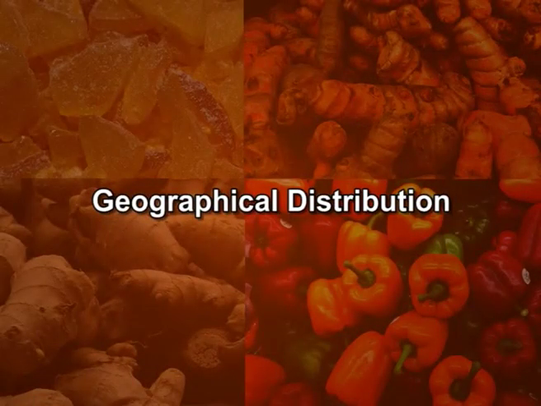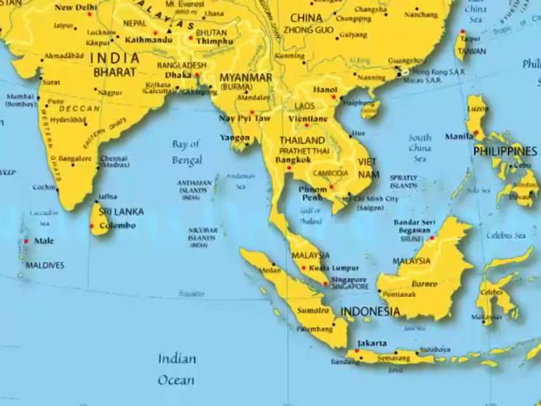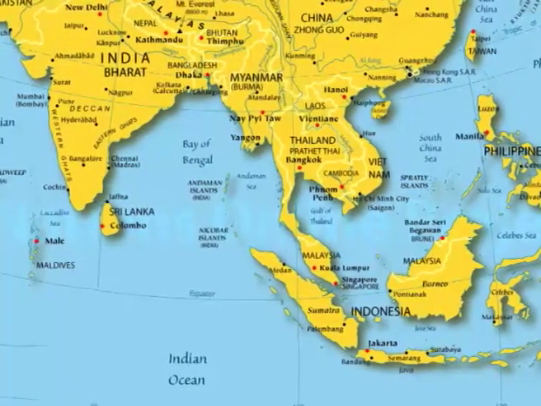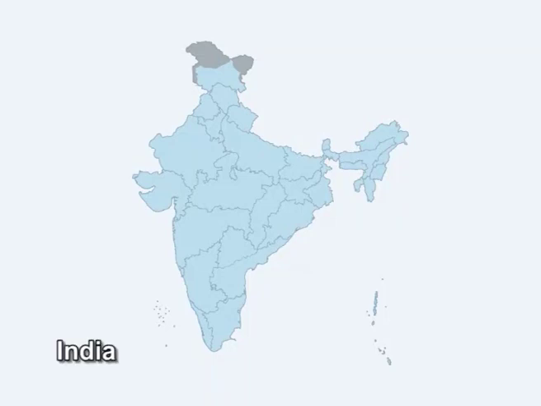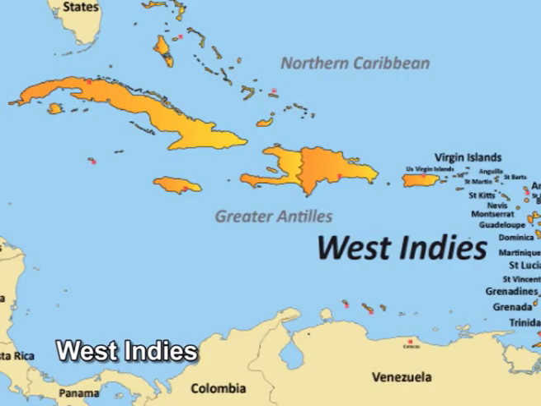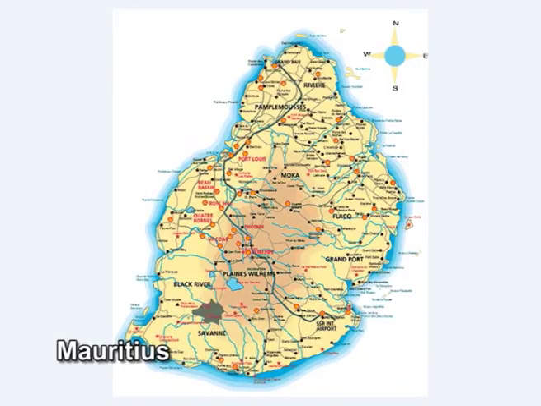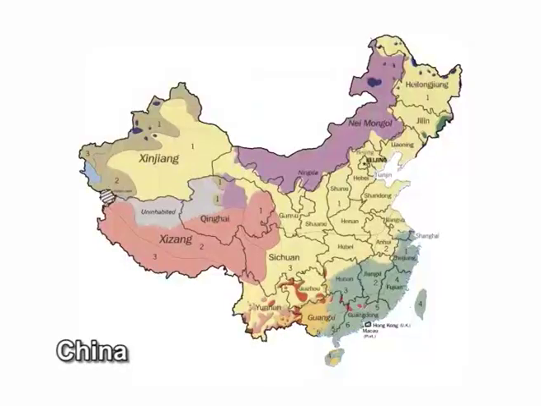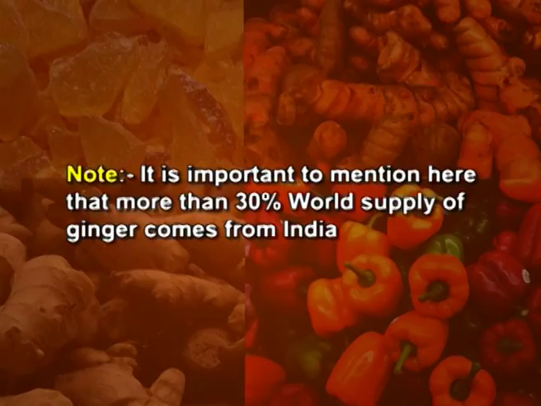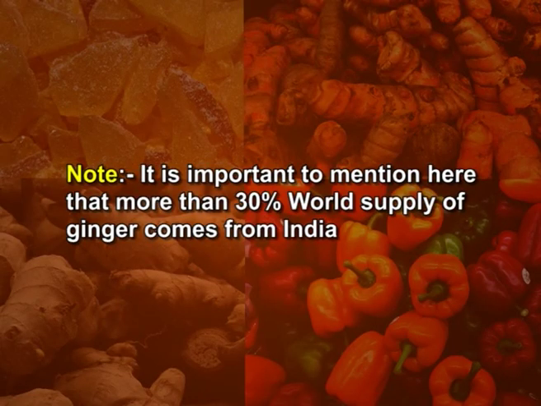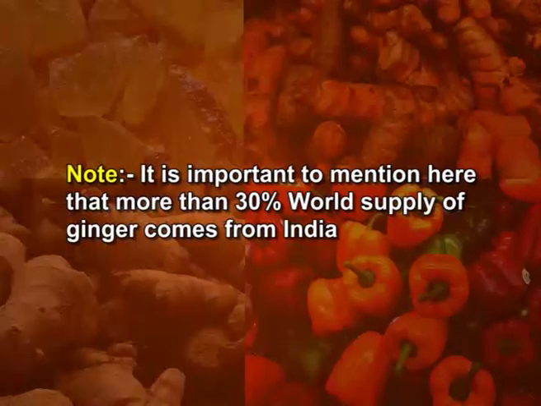Now let me discuss the geographical distribution of ginger. Ginger is native to Southeast Asia. Ginger is cultivated in India, West Indies, Africa, Australia, Mauritius, Jamaica, China, and Taiwan. Here it is important to mention that more than 30% of the world supply of ginger comes from India.